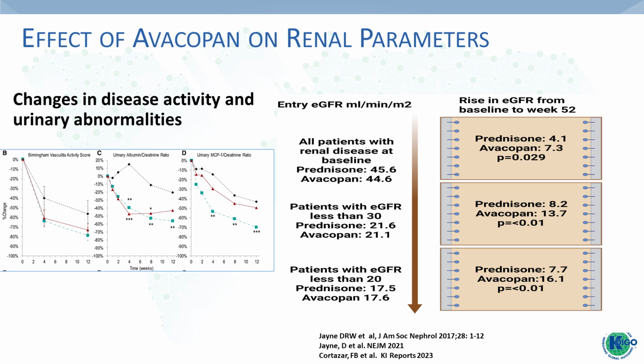And this is the data from ADVOCATE, which show that regardless of the baseline GFR, in fact, those with the severe presentation with GFR less than 20, at week 52, the Avacopan group had a greater increase from the baseline eGFR at week 52 compared to prednisone. So really excellent renal recovery with Avacopan in the ADVOCATE trial, and more so in those that had severe kidney impairment.